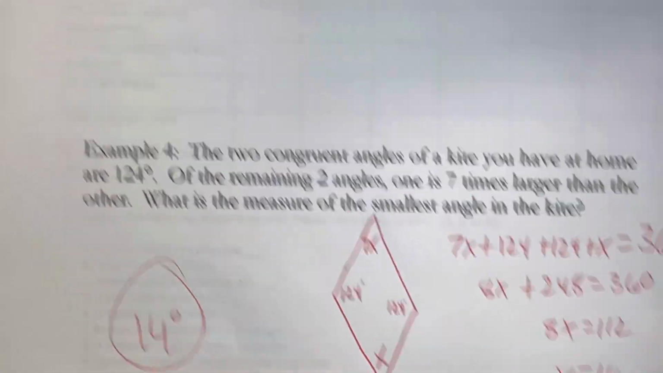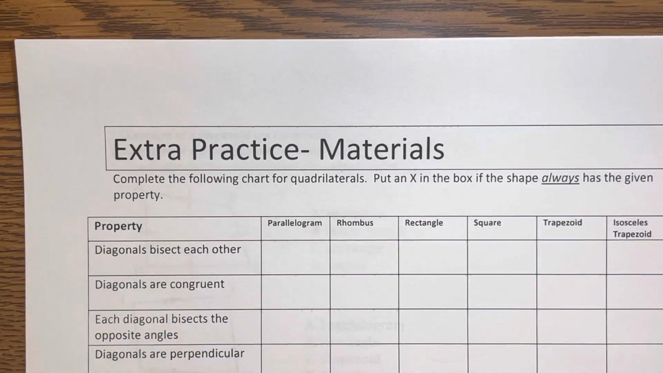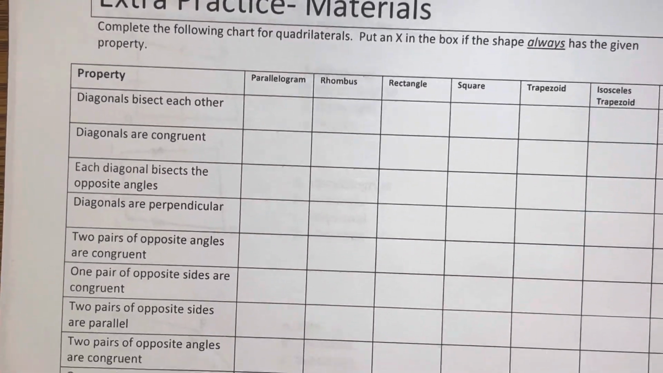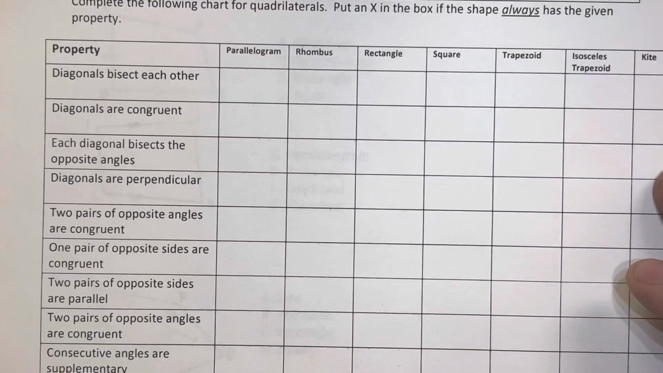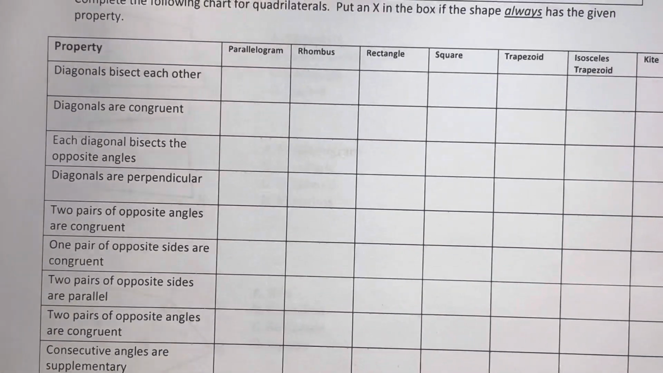We got it. And just a couple things here before we wrap it up. All of this extra practice material, some of this we're going to do in class. This first box here is super helpful for you to kind of organize the different processes and different properties of each shape. So I'm going to kind of go through a couple of them.